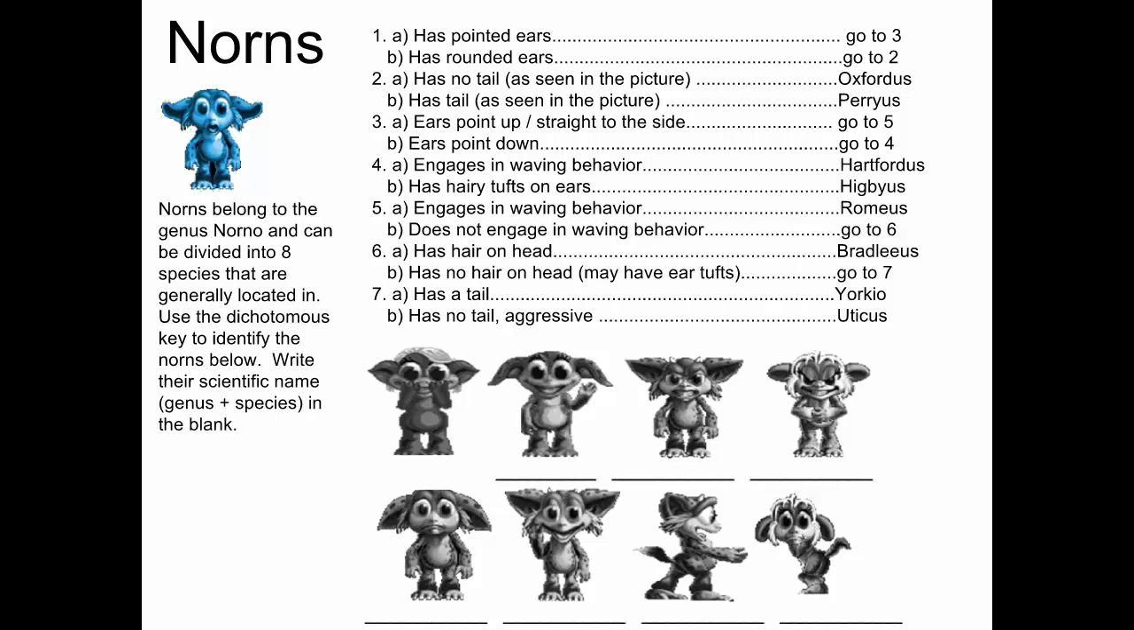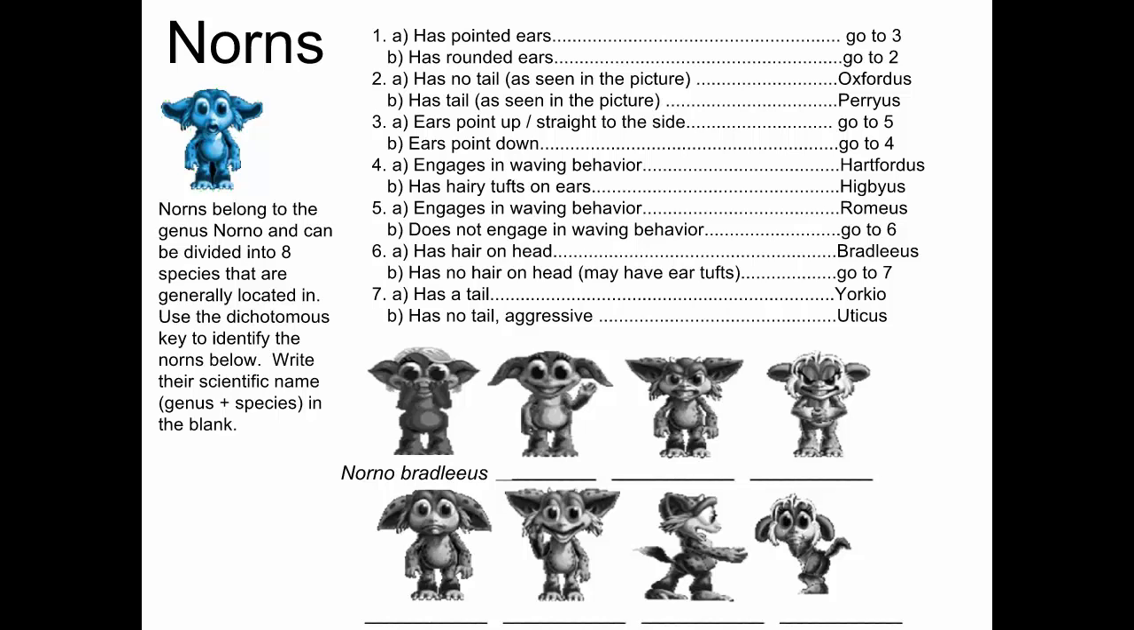We go to 3. Do the ears point up, straight to the side, or do they point down? Straight to the side. I go to 5. Is it engaging in waving behavior? No, it's not. I go to 6. Does it have hair on its head? Yes, that's what this white stuff is, hair. And that is Norno, its genus. Bradleyus is the name of its species.